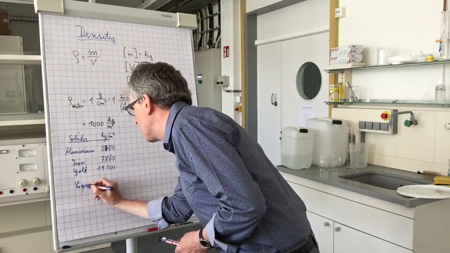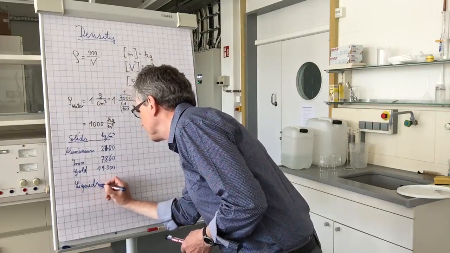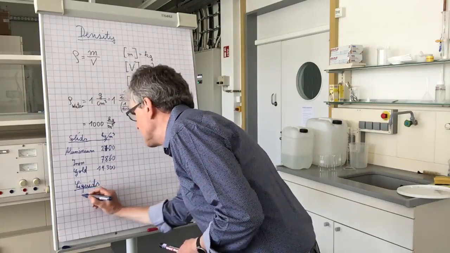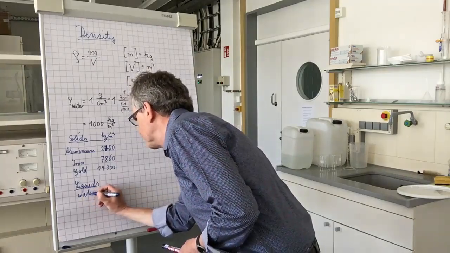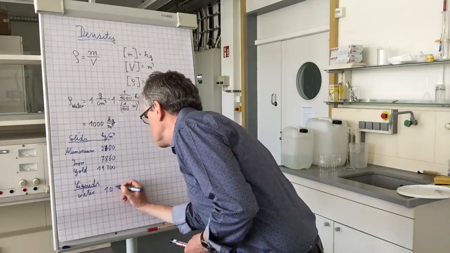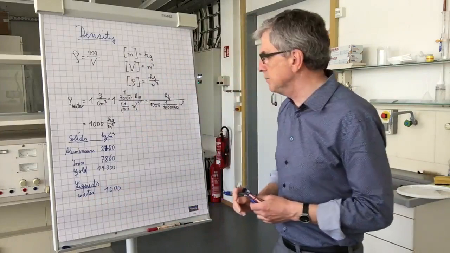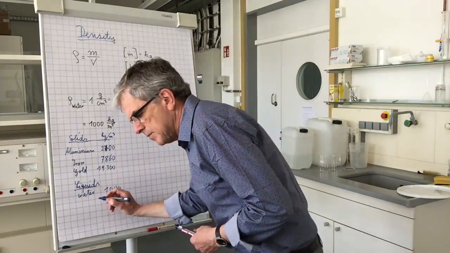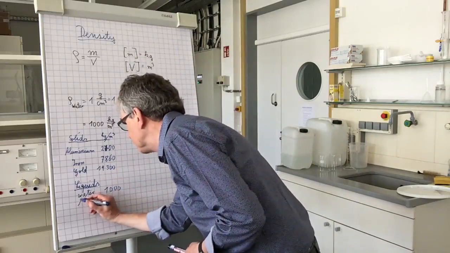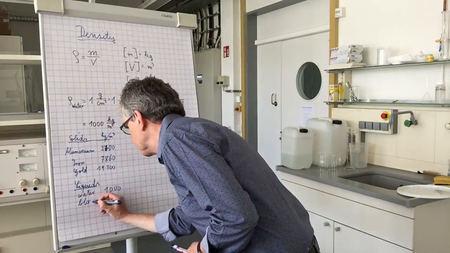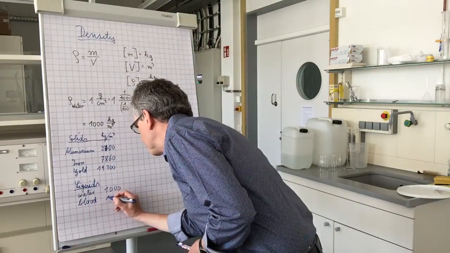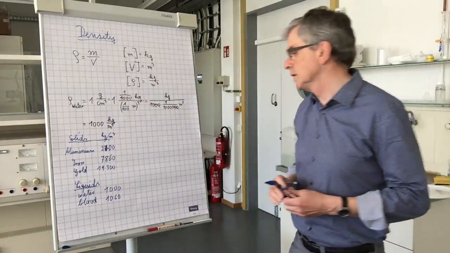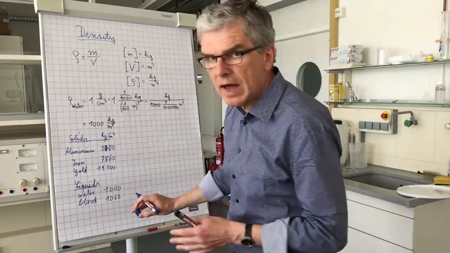And then we have other liquids. Water is the standard substance, that is 1,000 kilograms per cubic meter. So this unit here also extends down here. Then we have blood. That is 1,060 kilograms per cubic meter, so slightly higher than water.